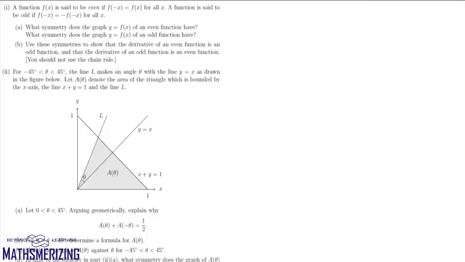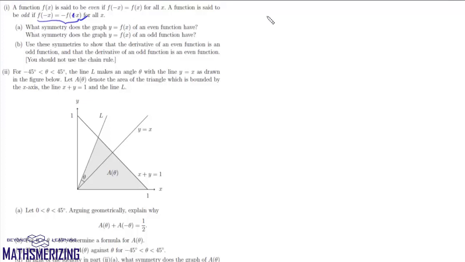Now question number 4. We are given the definition of an even function and an odd function, and actually in the paper they have printed it wrongly. The condition for an odd function is f of minus x is minus f of x. So we'll assume the right condition and then solve this question.